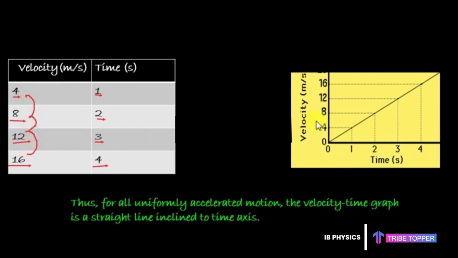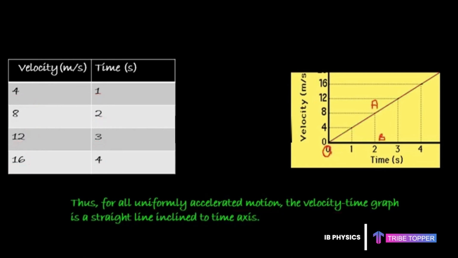for velocity versus time, you are going to get a straight line as we got here, which is inclined to the time axis. So velocity is not constant, but velocity is increasing at a constant rate. So for all uniformly accelerated motion, the velocity time graph will be a straight line inclined to the time axis.